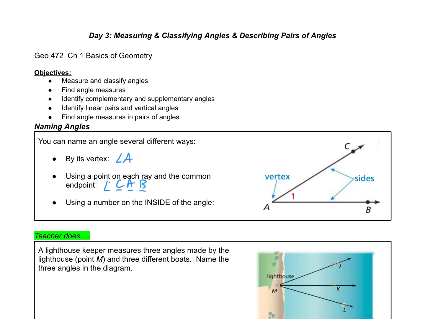So that is one possibility. The A has to be in the middle, but the C and the B don't matter. So I could call it angle CAB or BAC. Either one means the same thing. But what is important is that the vertex is in the middle. And then sometimes we put a number in the angle, and so we could also just call this angle 1. I would say the second and the third are the most common.